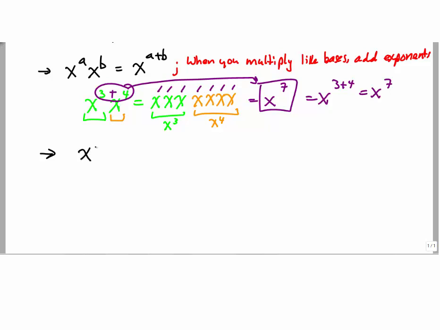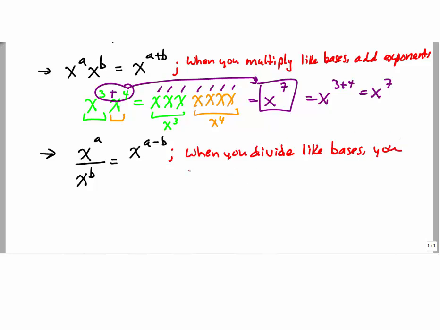Let's go ahead and do the same rule, except let's use division this time. When you divide like bases, what we do is we subtract exponents. Now we have to subtract them in a particular order. We have to take the numerator minus the denominator. When you divide like bases, you subtract exponents.